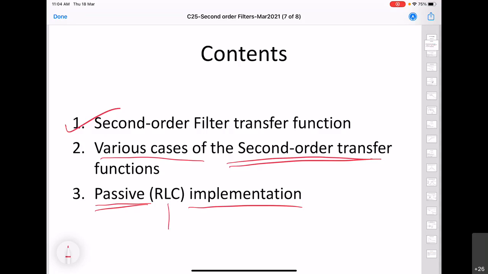And here we are going to include inductors also in the passive implementation of the second order transfer function, because in the beginning we want to keep the circuit simple. But in the next class, we will see that inductors can be emulated. That means there will be a circuit not containing an inductor, but behaving like an inductor. So we will see those circuits, and that circuit can be used to replace the inductor that occurs in the circuit that we are going to discuss today.